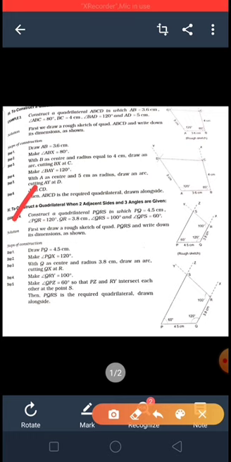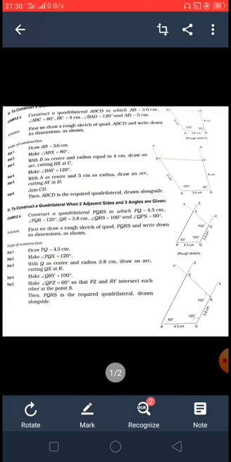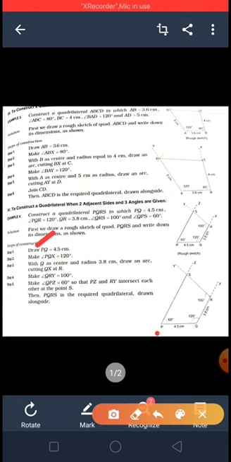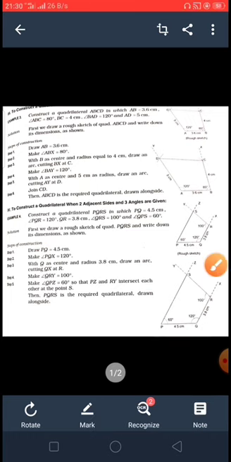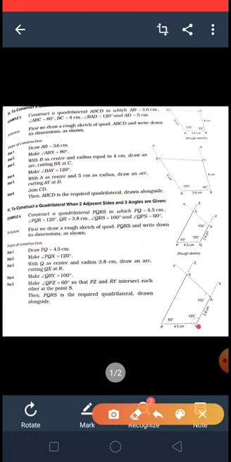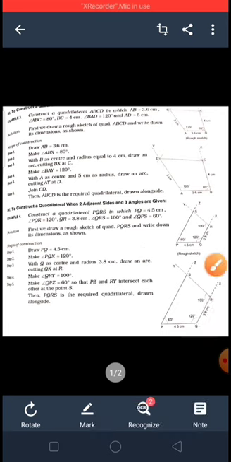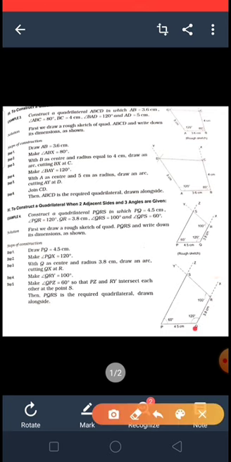Statement is: construct a quadrilateral PQRS in which PQ is 4.5 centimeter, angle PQR 120 degree, QR 3.8, angle QRS 100 and angle QPS 60 degree. So draw PQ, that is 4.5 centimeter, make an angle of 120 degree on vertex Q, name it QX. Clear? Now with center Q, take radius 3.8 centimeter, draw an arc which cuts QX at the point R.